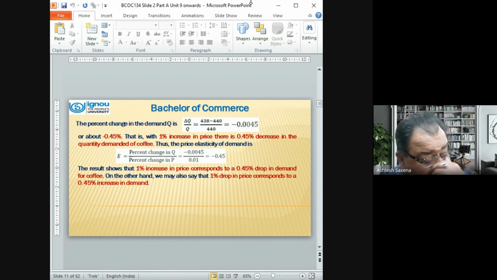So what conclusion can be drawn? The result shows that a 1% increase in price corresponds to a 0.45% drop in demand. Of course, on the other hand, we may also say that a 1% drop in price corresponds to a 0.45% increase in demand. That is how it is used.